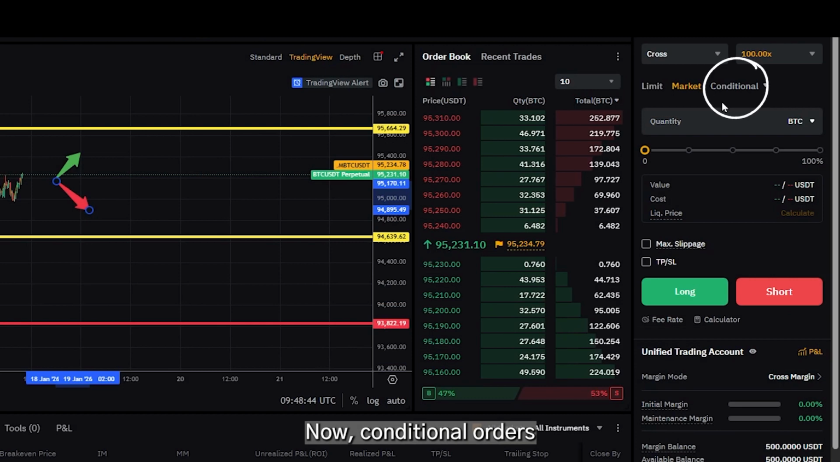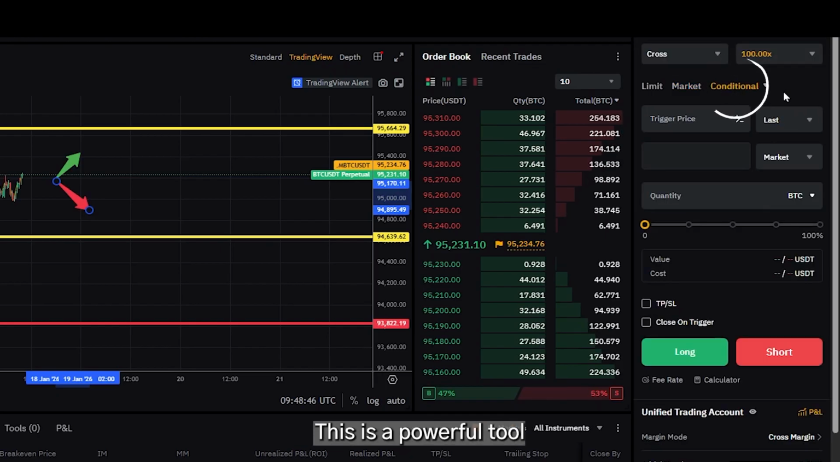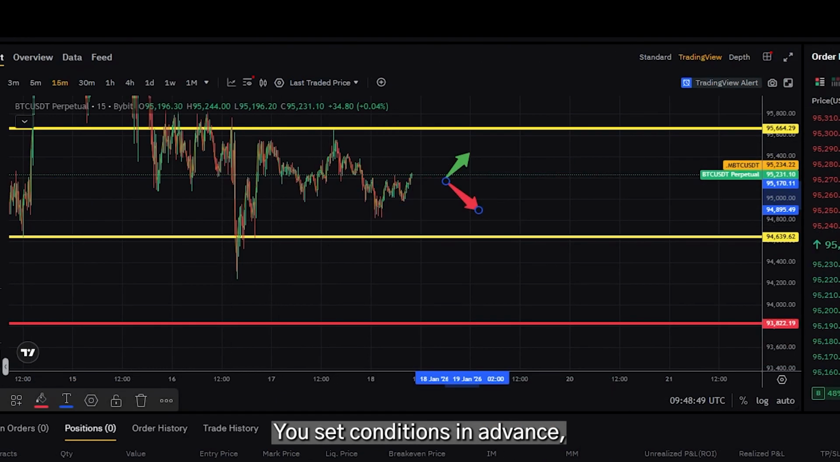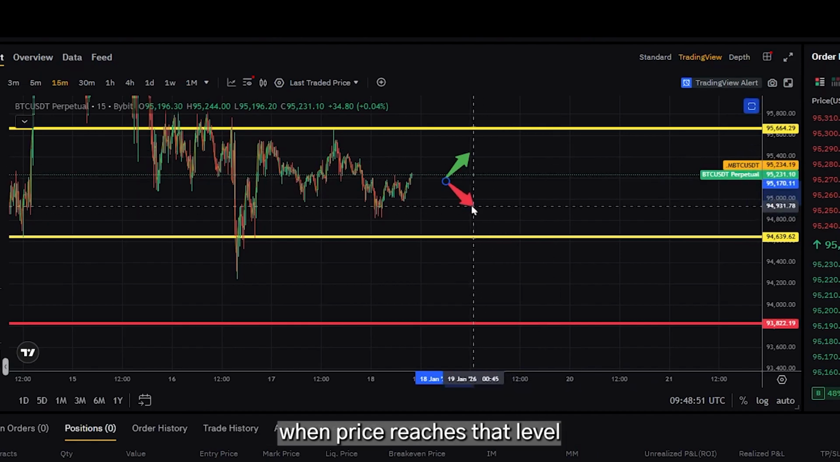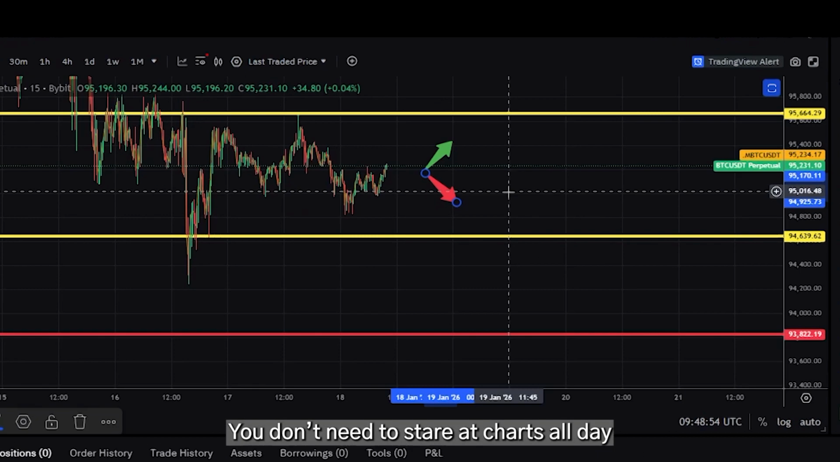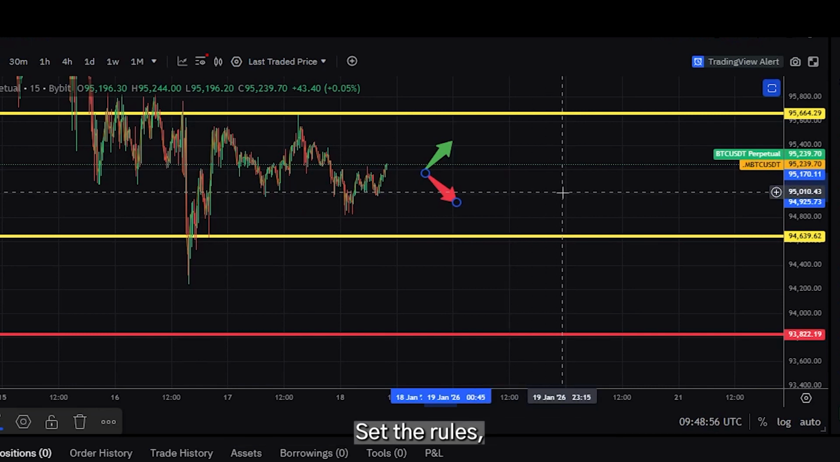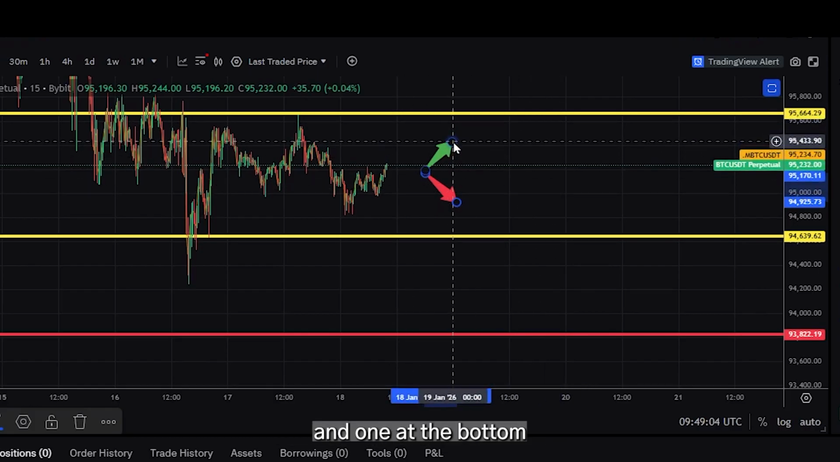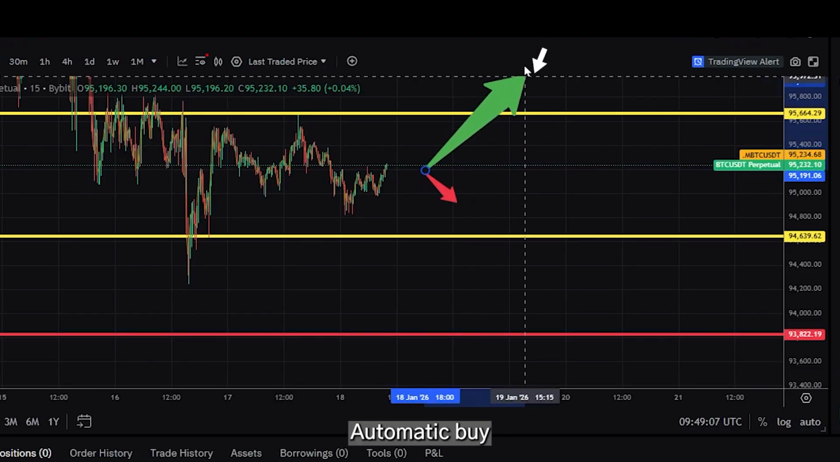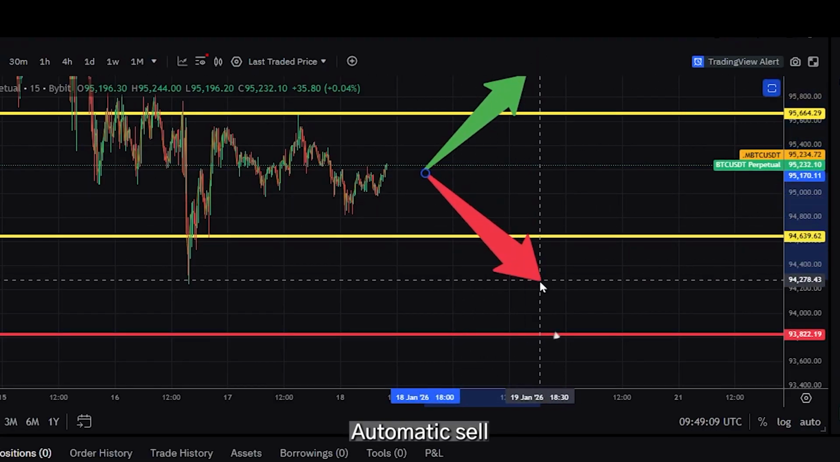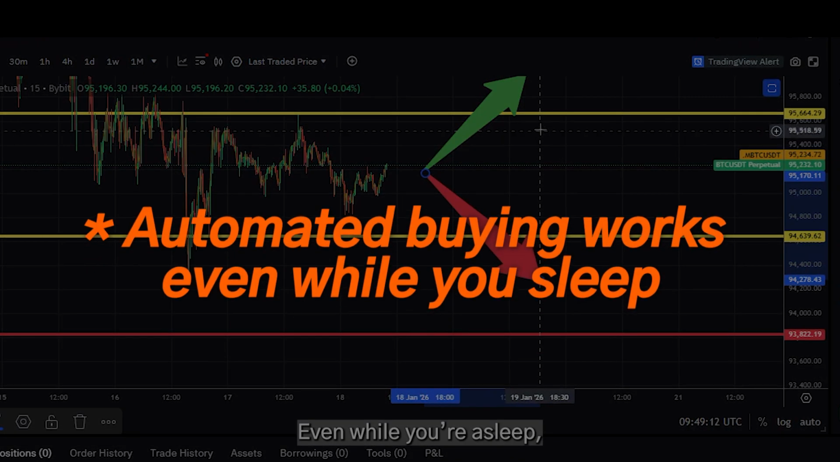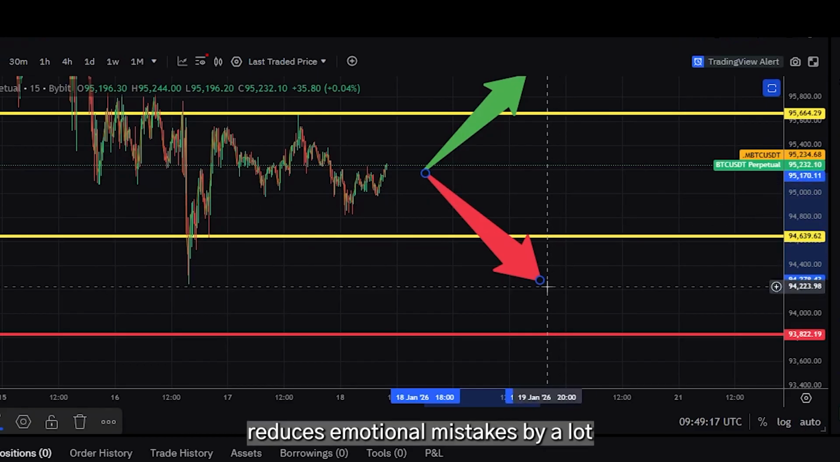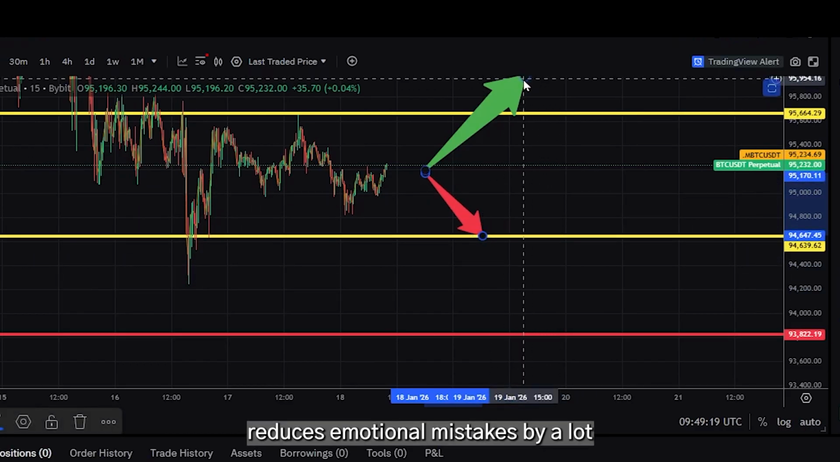Now, conditional orders. This is a powerful tool. You set conditions in advance, and the system only enters the trade when price reaches that level. You don't need to stare at charts all day. Set the rules, and the system does the work. Set one order at the top of a range and one at the bottom. Breaks upward, automatic buy. Breaks downward, automatic sell. Even while you're asleep, the system enters for you. This alone reduces emotional mistakes by a lot.